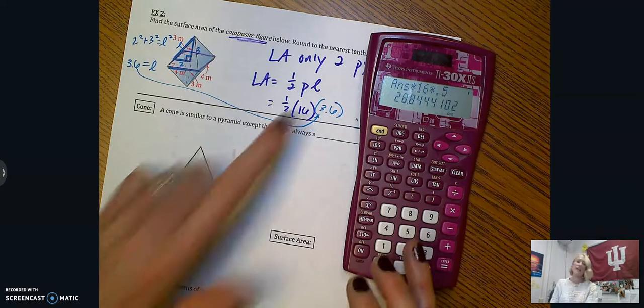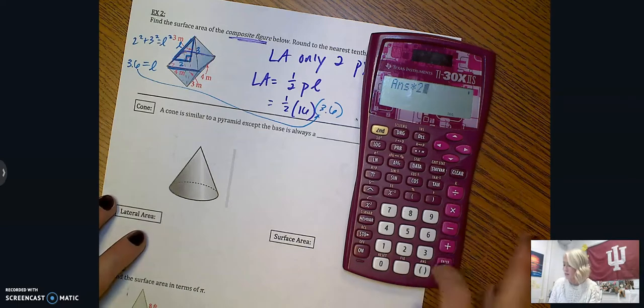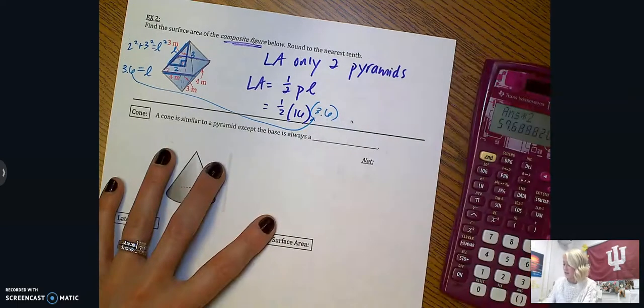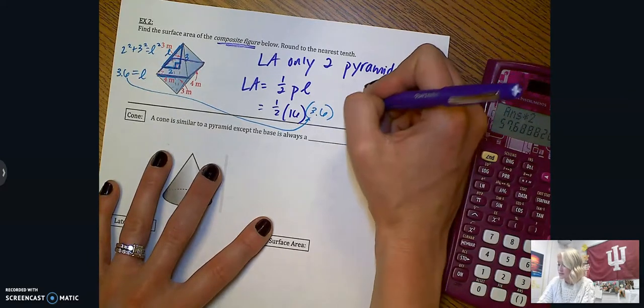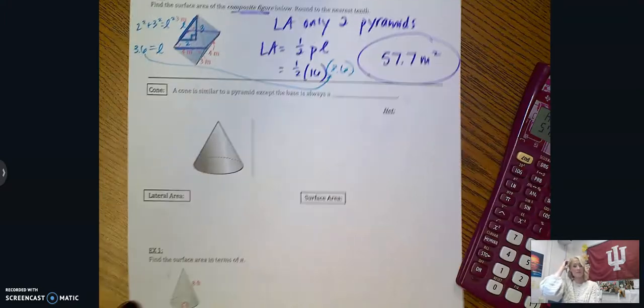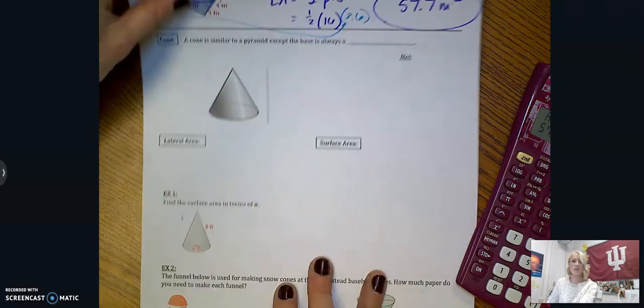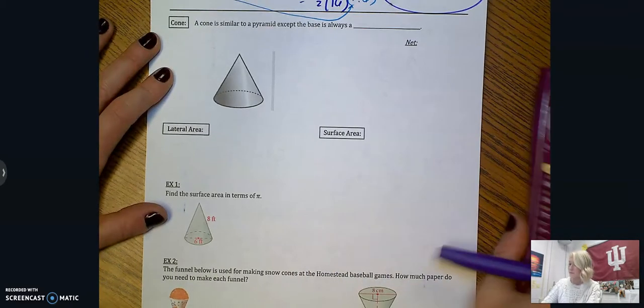Okay, 28.8. That's the lateral area of just one pyramid. There are 2, top and bottom, so I'm going to double that. That's my answer, 57.7 meters squared. And you guys, I get it, that is tough. Again, that's what separates this stuff from like middle school surface area and volume problems.